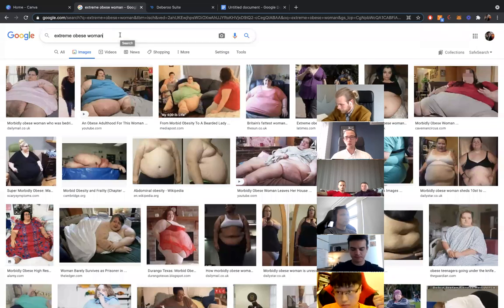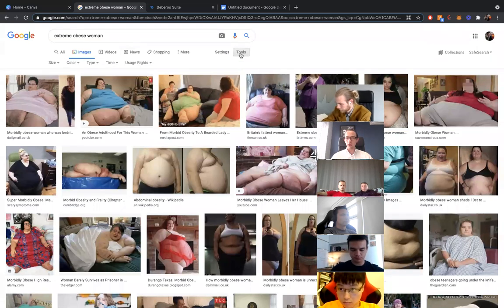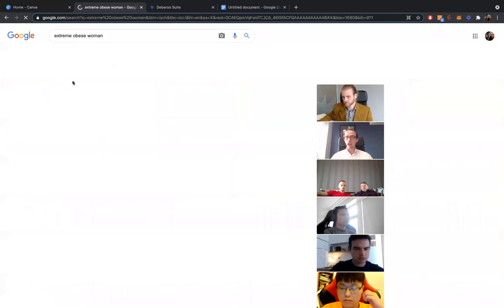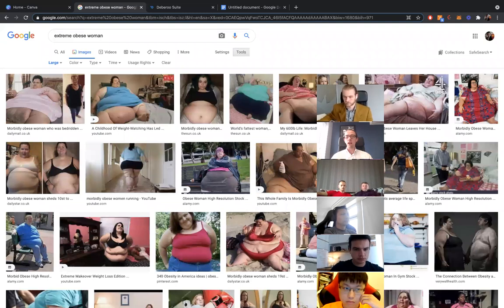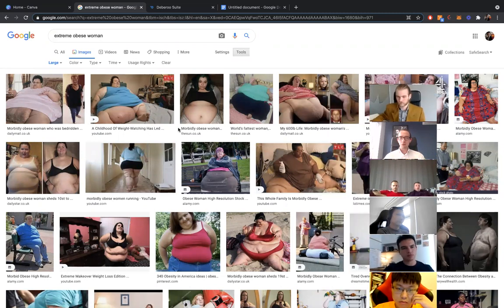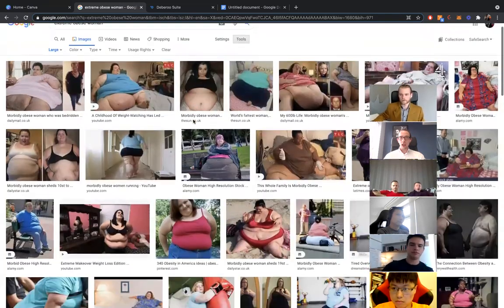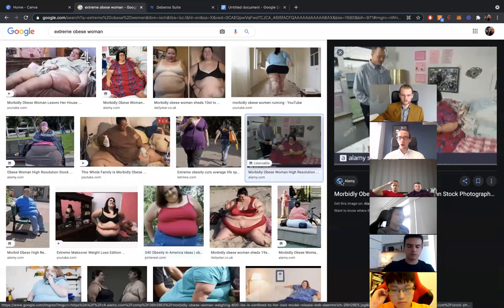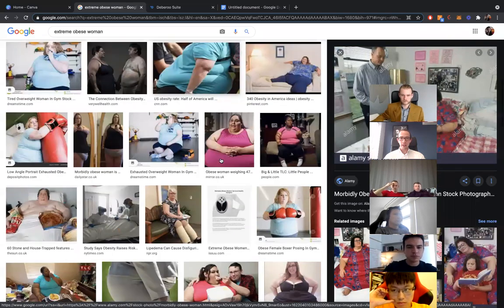If you struggle finding the right size, go to tools, and here you can manipulate the size that you're looking for. Very simple little trick, but if we do large, we only get large images. So if you find images that are pixelated because they're too small and you're trying to stretch them, then make sure that you go for the large size, and then you'll find images with the resolution, which you see here, they're all really big, right?